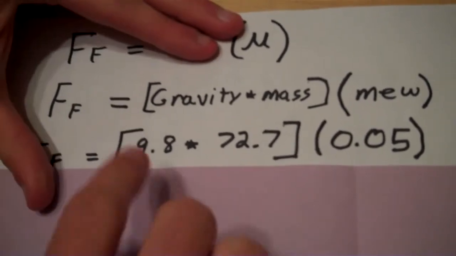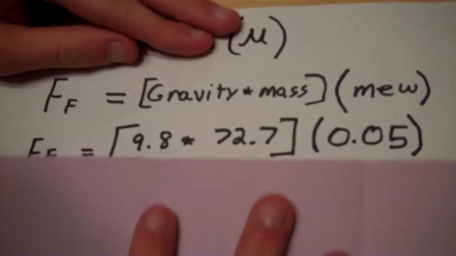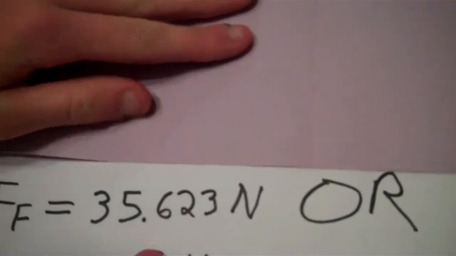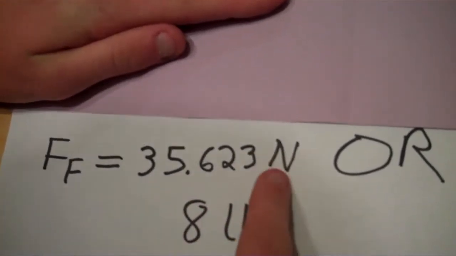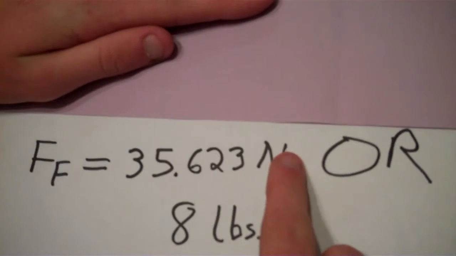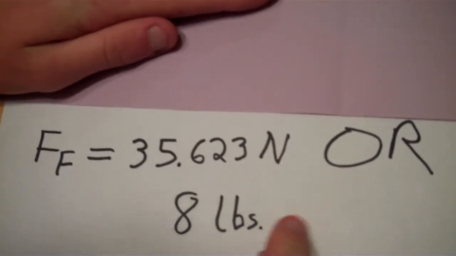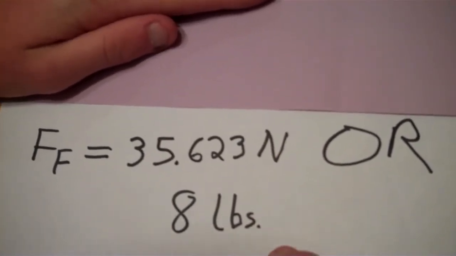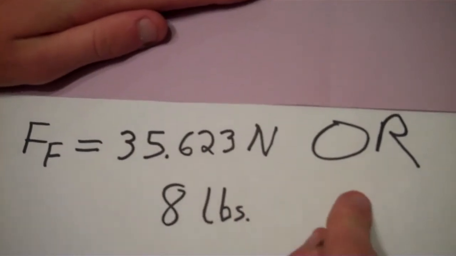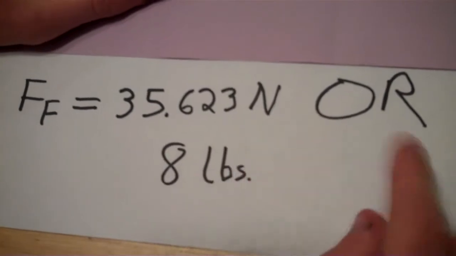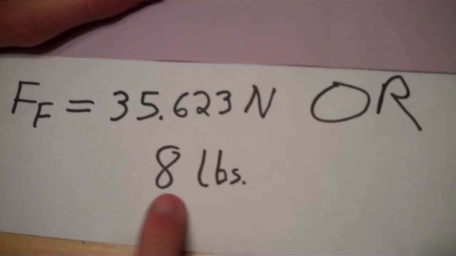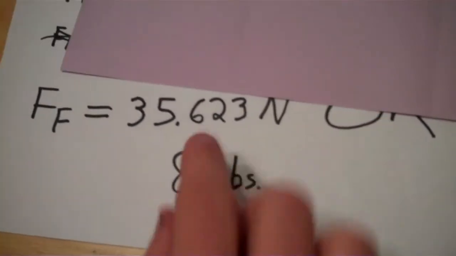So now all you do is plug this stuff into a calculator, and we get a force friction of 35.623 newtons. Now this is a new thing. This N right here means newtons, which is kilograms times meters per second squared. Now I converted this for our benefit. Not many people really refer to anything in newtons. So it is about 8 pounds. Okay, so we want to keep this 8 pounds in our head here.